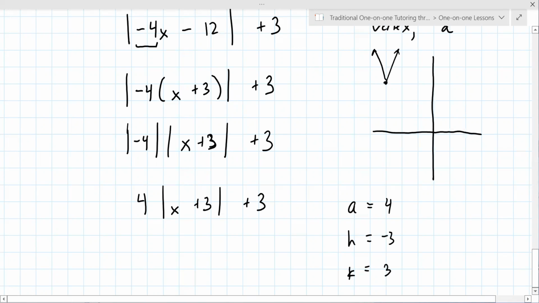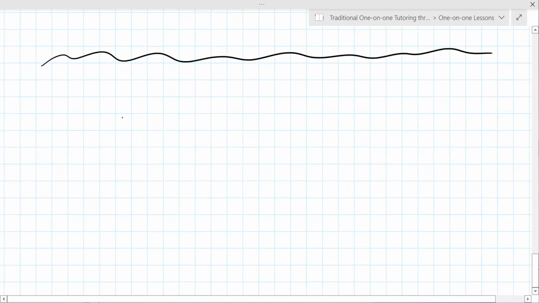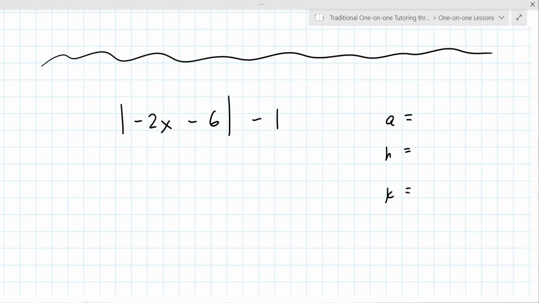So let me have you try one now. I won't make it too difficult. We'll go absolute value, -2x minus 6, minus 1. And what I'm looking for is the value of a, the value of h, and the value of k. So take a look at that and see what you come up with, please.